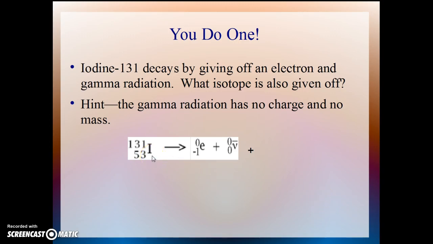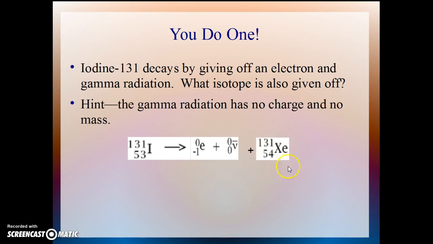You do one. Iodine-131 decays by giving off an electron and gamma radiation. What isotope is also given off? And the hint is the gamma radiation has no charge and no mass. It is pure energy. So turn off the video and solve the problem, and then come back and check your answer.